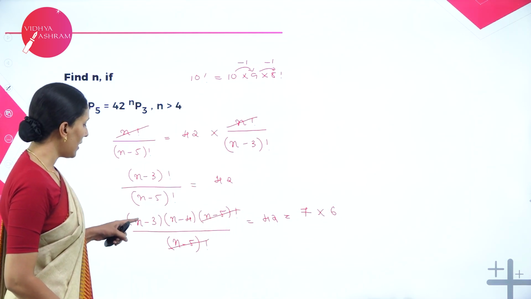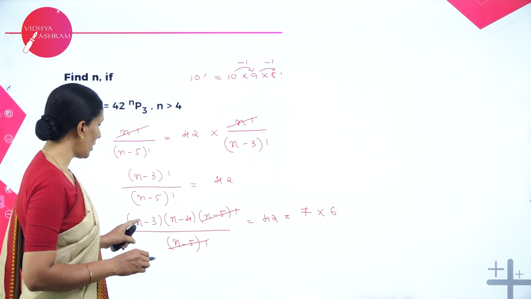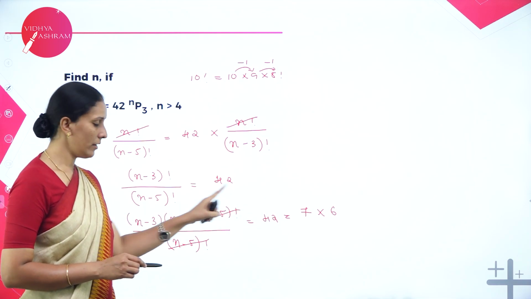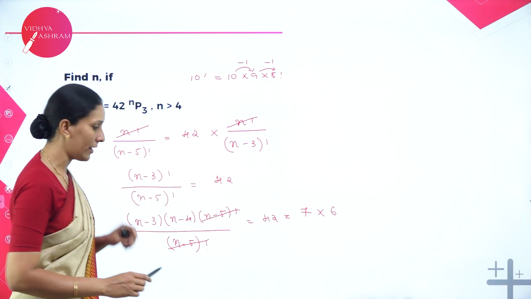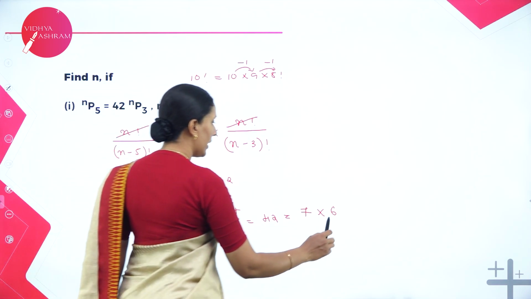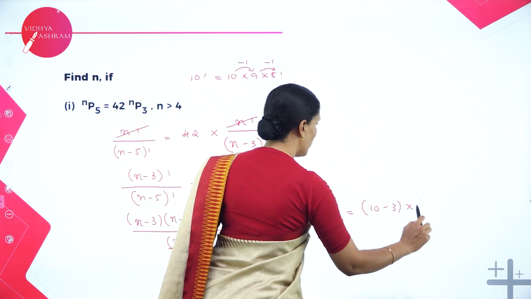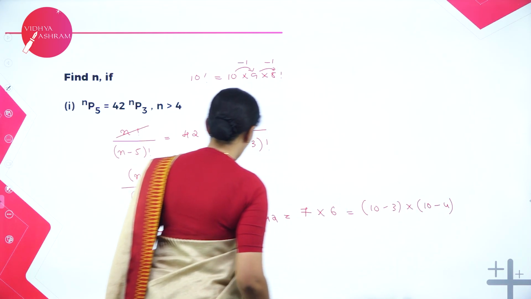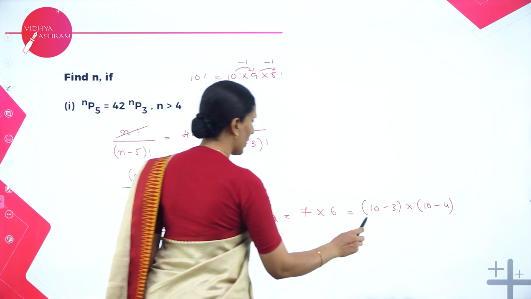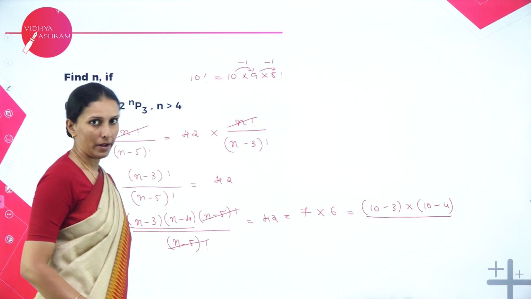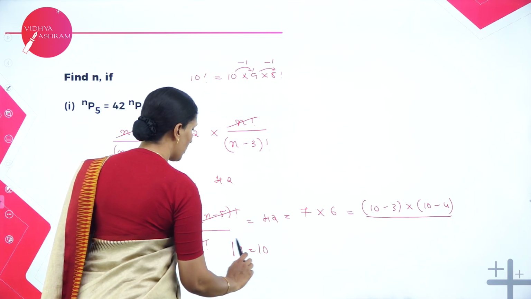So here it is (n minus 3)(n minus 4). Find a number so that when we subtract 3, we get 7, and when we subtract 4, we get 6. So the number is obviously 10. That means 7 into 6 can be written as (10 minus 3) into (10 minus 4). Observe this: we have (n minus 3) into (n minus 4) as (10 minus 3) into (10 minus 4). So by inspection, we can directly write n is equal to 10.